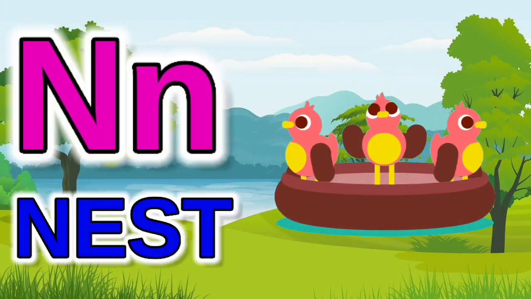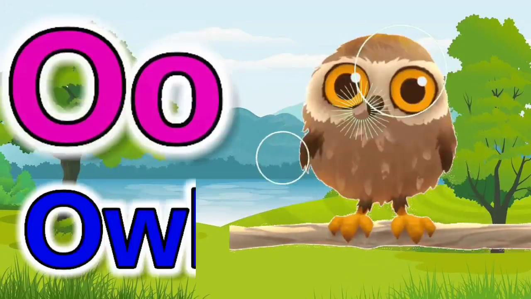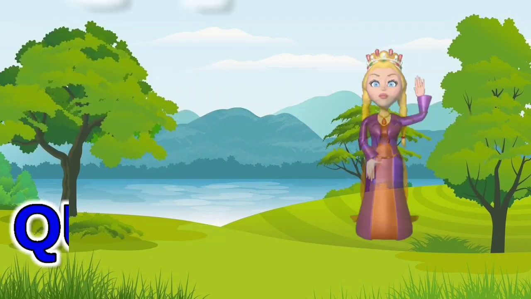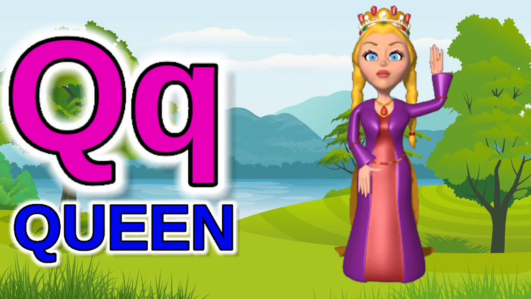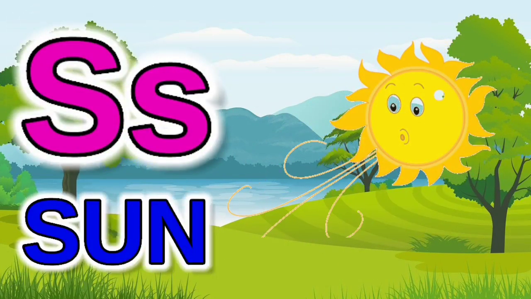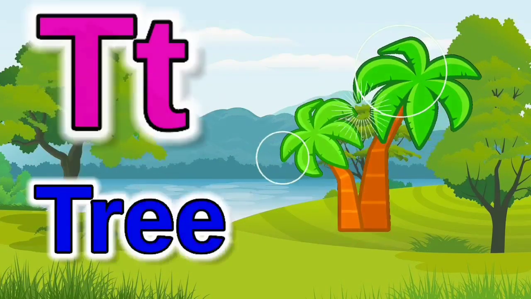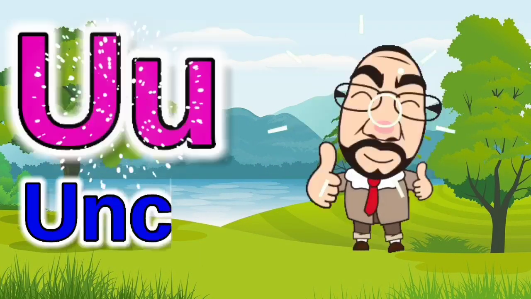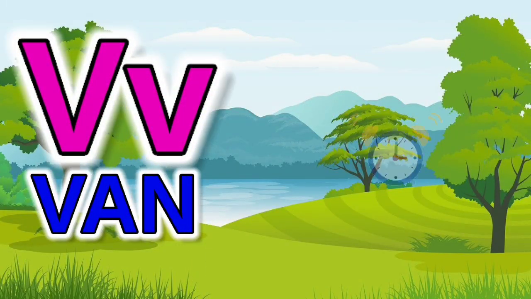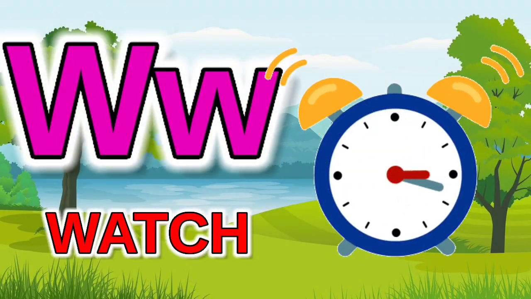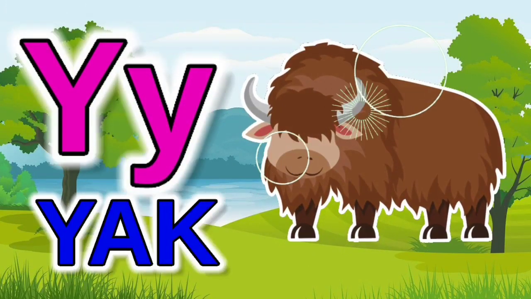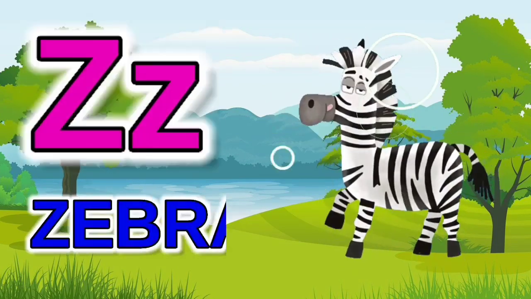N for nest, O for owl, P for peacock, Q for queen, R for rose, S for sun, T for tree, U for uncle, V for van, W for watch, X for x-ray, Y for yak, Z for zebra.